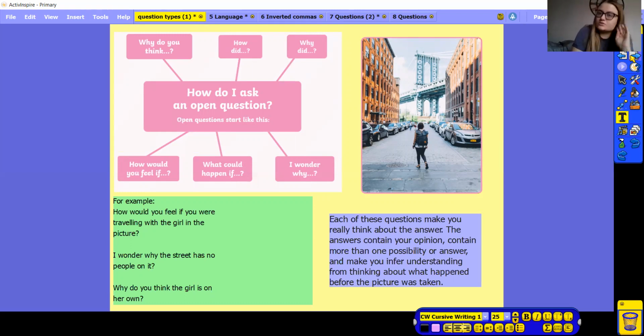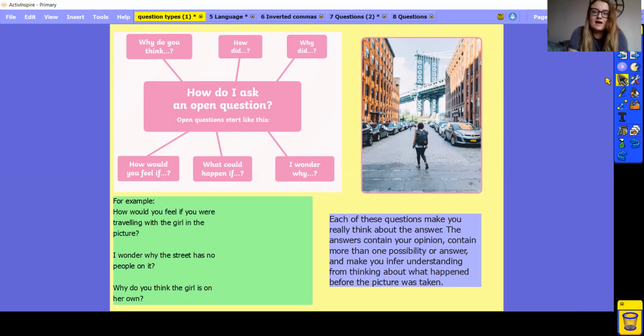So there are some ways that you can start your open questions, and as you can see, if you're starting a question like that, you're going to get a lot more of a detailed answer, and you're going to get a lot more information out of your characters or the person you're asking a question to. So let's have a look at some examples of questions then that we could ask the girl in the photo.